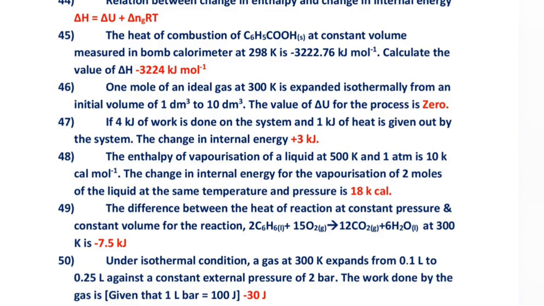Under isothermal condition, a gas at 300 Kelvin expands from 0.1 liter to 0.25 liter against a constant external pressure of 2 bar. The work done by the gas is, given that 1 liter bar is equal to 100 joule, minus 30 joule.